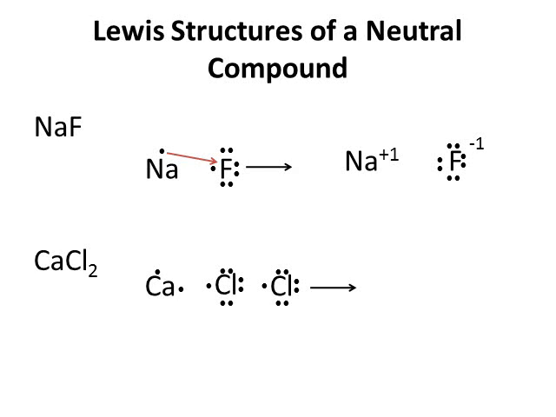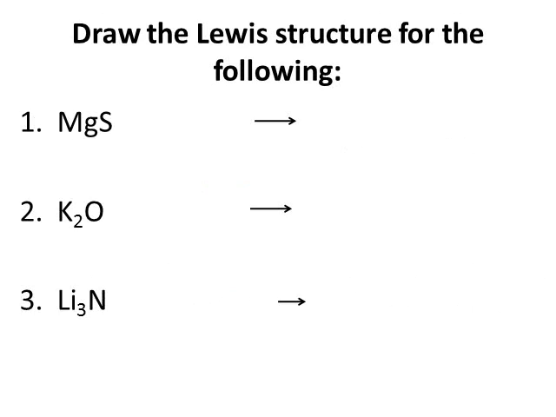Calcium chloride. We have 1 atom of calcium and 2 atoms of chlorine. So calcium's in group 2A, it has 2 valence electrons. Each chlorine is in group 7A with 7 valence electrons. Calcium is going to donate 1 electron to the first chlorine and the second electron to the second chlorine. So calcium now has no dots and a charge of +2. Each chlorine now has 8 dots and a charge of -1.